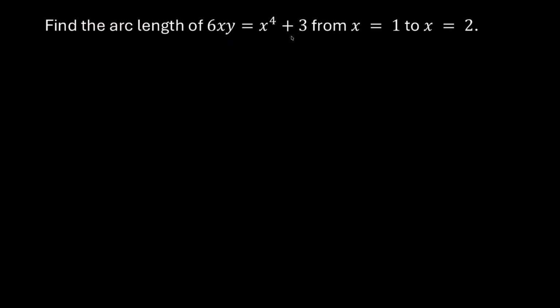So we're going to go ahead and start out by saying y is equal to x to the fourth plus 3 over 6x, and our interval is from x values 1 to 2. Now we're going to move on to finding the derivative of this function before we set up our arc length formula. I'm going to split this up before taking the derivative so I don't have to use the quotient rule. So this is equivalent to 1/6 x cubed plus 1/2 x to the negative 1.